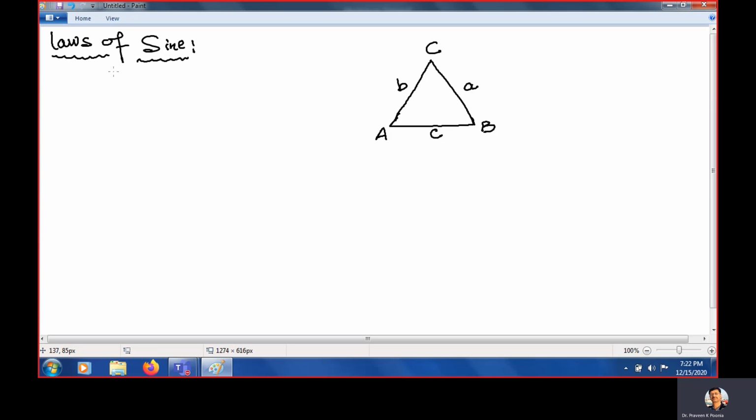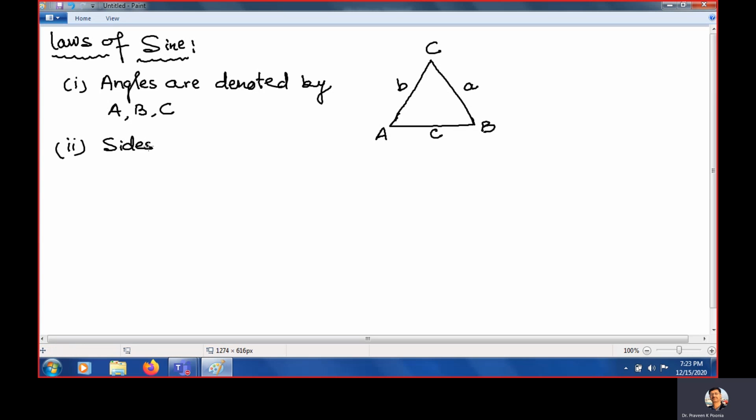So the angles are, what is the first point? Angles are denoted by capital A, capital B, capital C, capital letters, and sides are denoted by small letters a, b and c. This is point number 2. Clear?